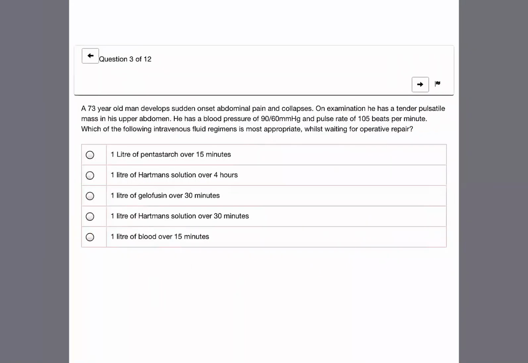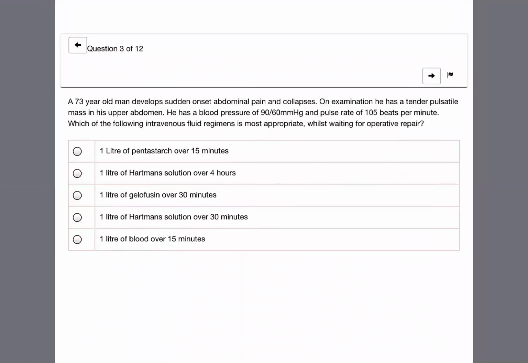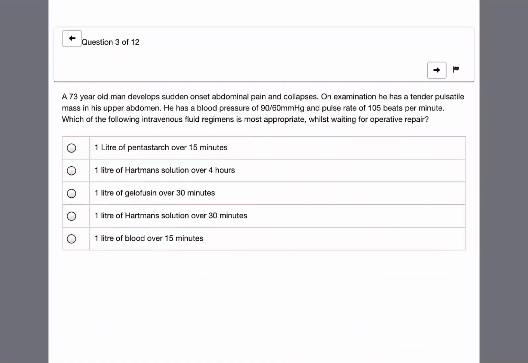Okay, Dr. Ibrahim, next question, please. Next two questions. A 33-year-old man developed sudden onset abdominal pain and collapse. On examination he has a tender pulsatile mass in the upper abdomen. He has a blood pressure of 90/60 and a pulse rate of 105 beats per minute. Which of the following intravenous fluid regimens is the most appropriate while waiting for operative repair? 1 liter of Hartmann's over 30 minutes, 1 liter of blood over 15 minutes, 1 liter of Hartmann's over 4 hours. Is that the right answer?